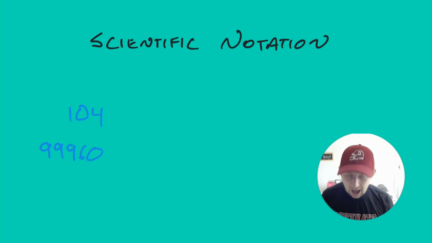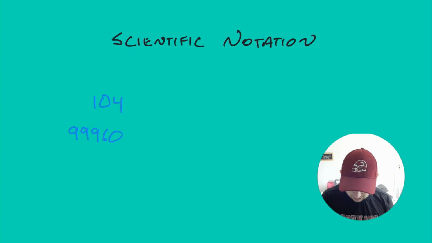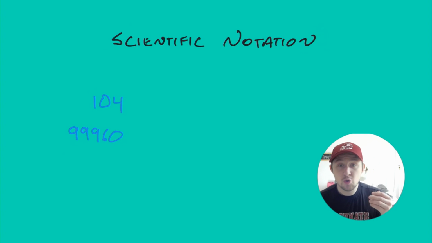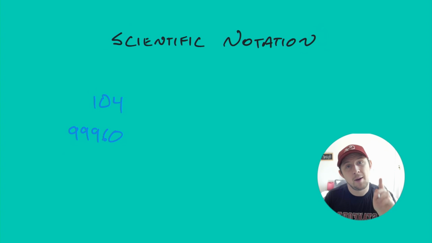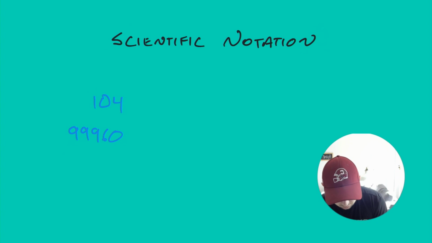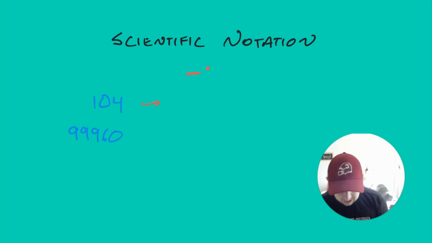If I had 104, that's my number, 104, and I wanted to express that in scientific notation. Here's the thing about scientific notation. You can only have a digit in the ones place. Okay, you can have all the other ones after tenths, hundredths, thousandths, and so on. But on the left-hand side of the decimal, so here's our decimal place here, you can only have a digit here in that one place.